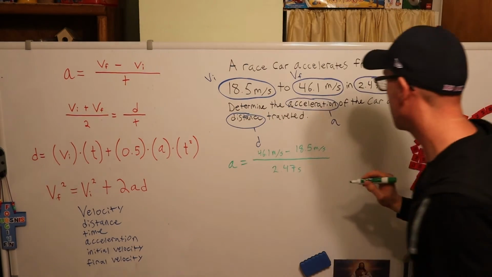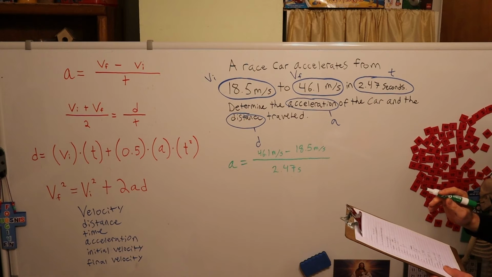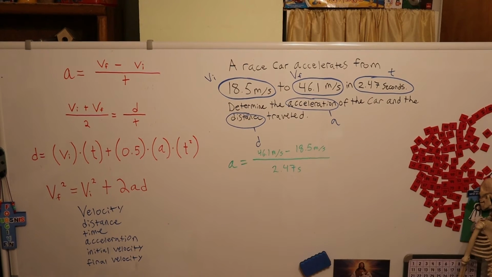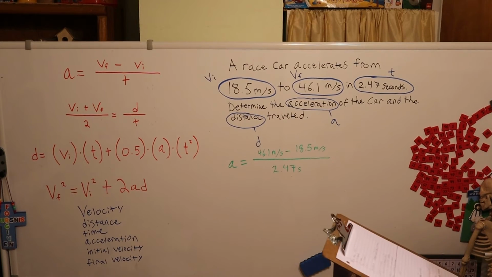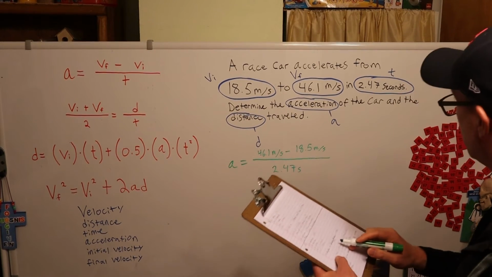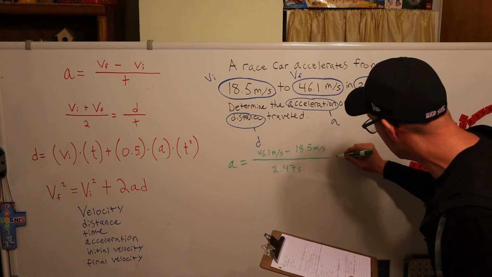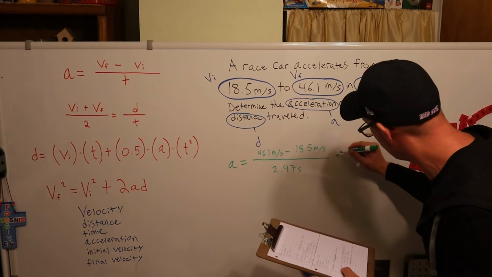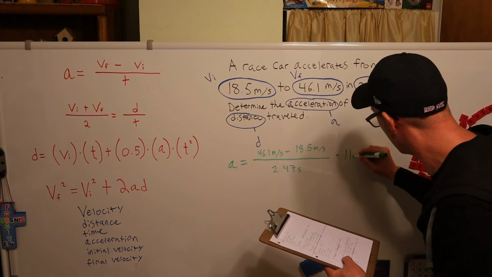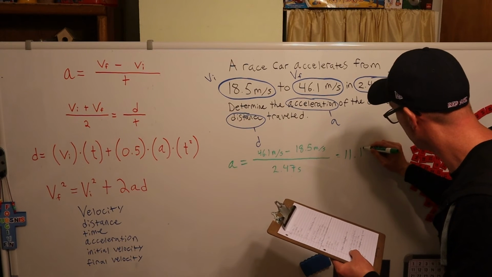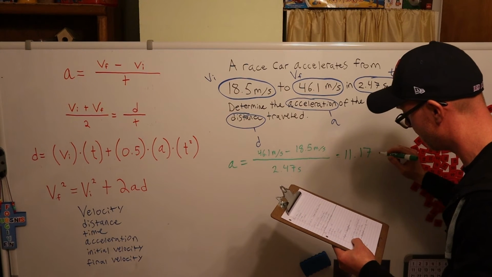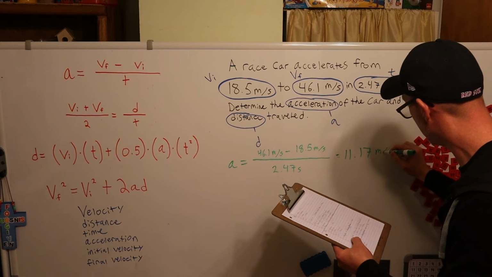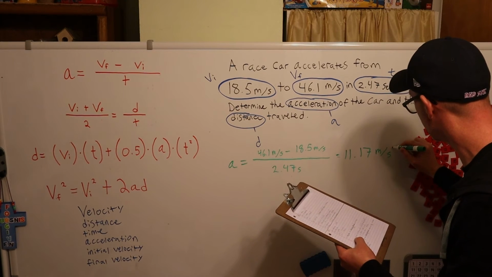Okay? So we will do the math. I actually grabbed the wrong sheet. Here it is. We'll do the math, and we get 11.17 meters per second squared.